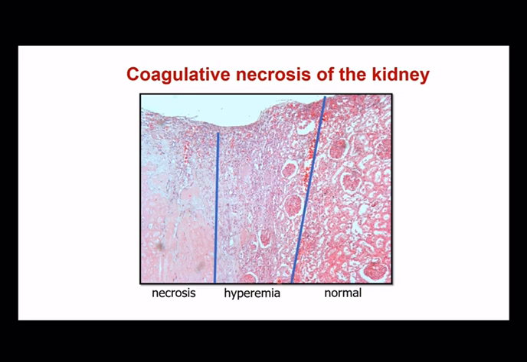Now look at the middle zone, the hyperemia. It is characterized by lots of inflammatory infiltration. Now please look here in the background, lots of tiny blue dots in there. That's many inflammatory cells.